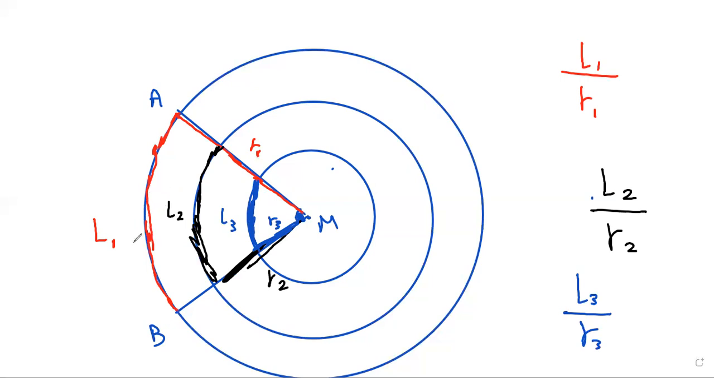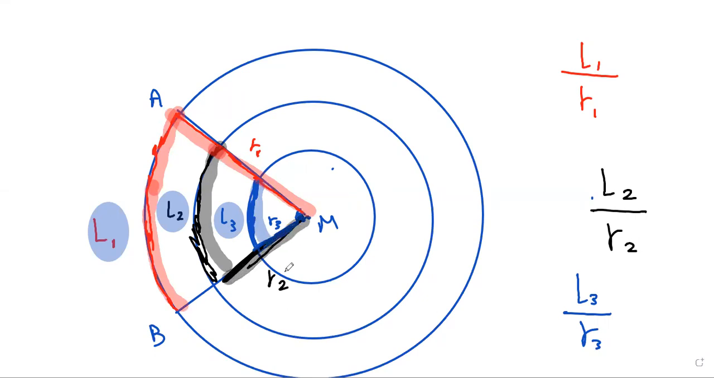Which arc is the longest? We have L1, L2, and L3. Yusuf? L1. L1 is longer than L2 and longer than L3. So L1 is the longest. Mariam, which radius is the longest? R1. R1 is the longest, okay? And R2 is shorter than R1, and R3 is shorter still.